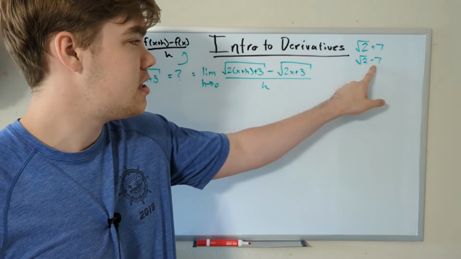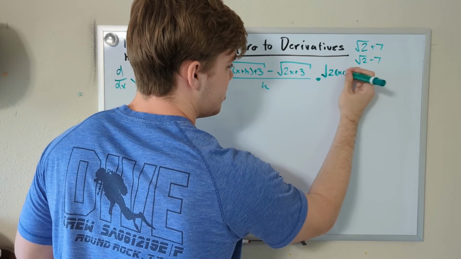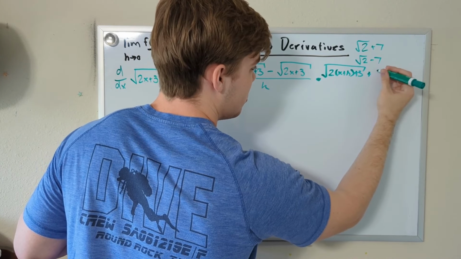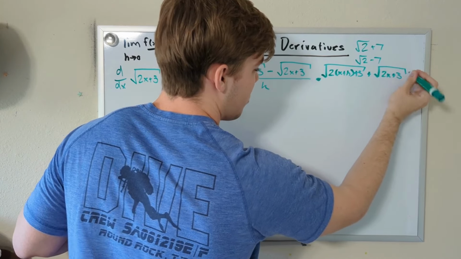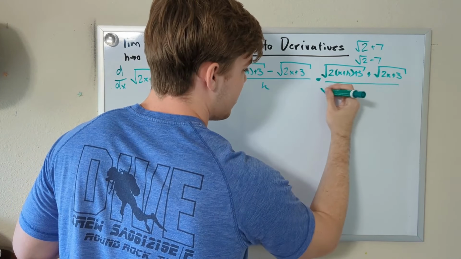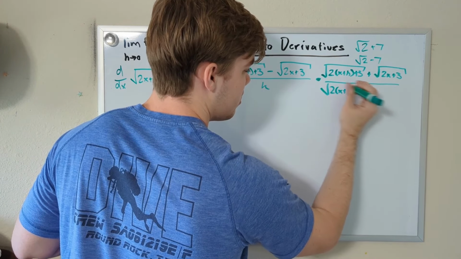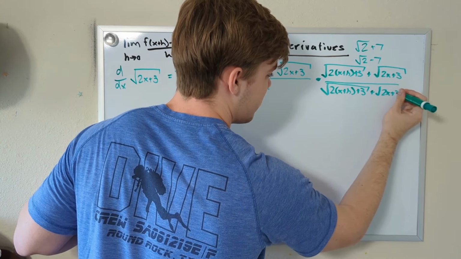We're going to use that concept here to multiply this whole equation by 1. I'll show you what I mean by that. We're going to multiply this by the conjugate of the top. So we're going to multiply this by the square root of 2 times x plus h plus 3 plus the square root of 2x plus 3. And we're also going to multiply the bottom by that same value, the square root of 2 times x plus h plus 3 plus the square root of 2x plus 3.